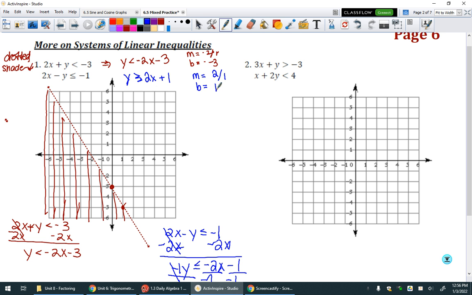All right, so that's where we're going to start. My y-intercept is positive 1. My slope, I'm rising 2, running 1.